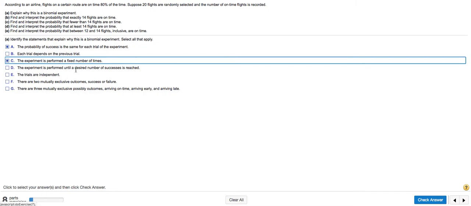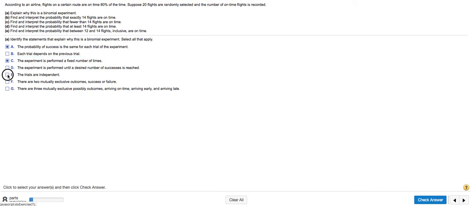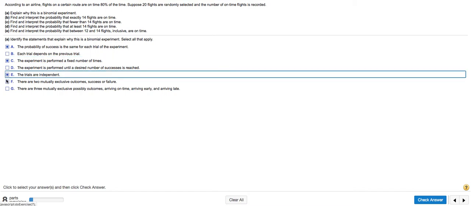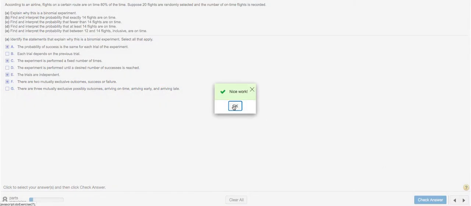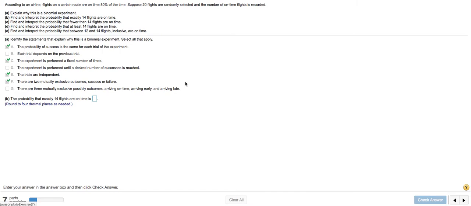That's like the opposite of what D is saying. D is saying it just kind of goes on forever until you get what you want. We don't want that. The trials are independent of each other. And for each trial, there's only two options that are completely separate. You can have a success or a failure. Those are the four things we want. So I'll check my answer. That was correct. Anyway, what is the probability that exactly 14 of these 20 flights are on time?